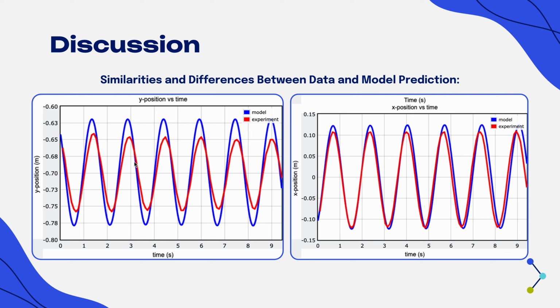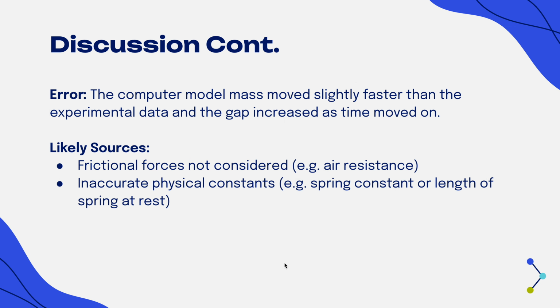So as you can see, the data was very similar for the model and the prediction. However, there is a slight delay or slight difference in both that I believe was mostly accounted for by frictional forces. So this is what's written here. The computer model mass moved slightly faster than in the experimental data, and that gap increased. I think this is because friction was not considered. Air resistance slowed down the mass and caused that difference in position. And there could have also been some inaccuracy in the physical constants, such as the spring constant or the spring at rest, that weren't accounted for.